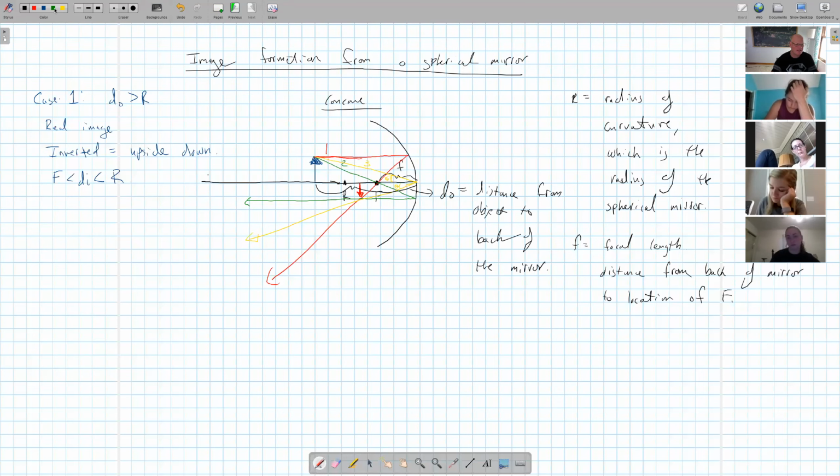And then this distance here, I'll draw that one in blue. So this distance from the back of the mirror to the location of the image is what we call DI, which is the image location. So the image location then is going to be equal to the distance from back of mirror to the location of the image. Okay. So this is case number 1.